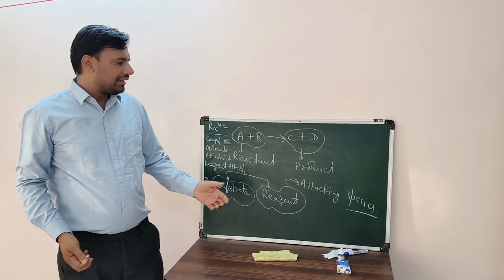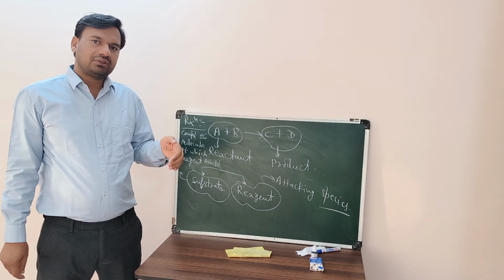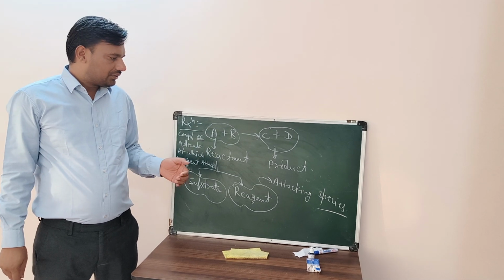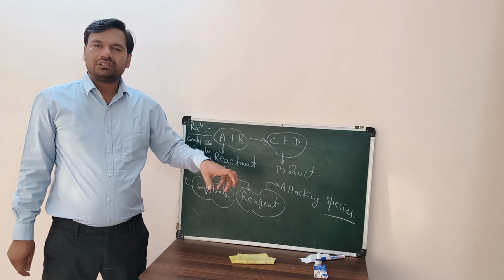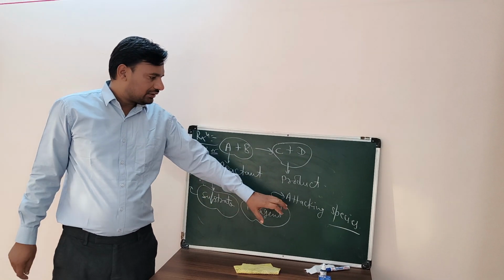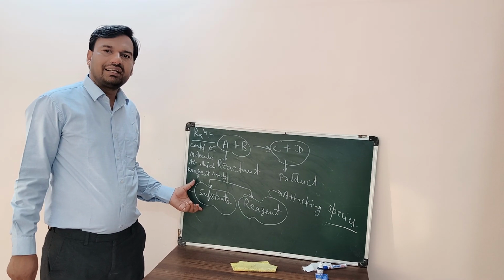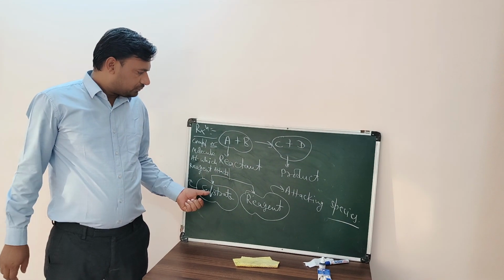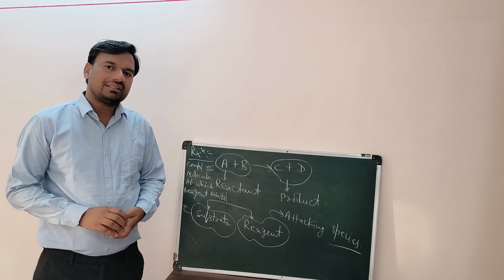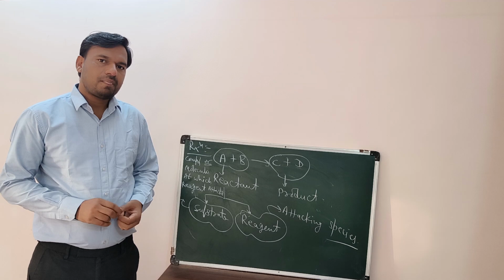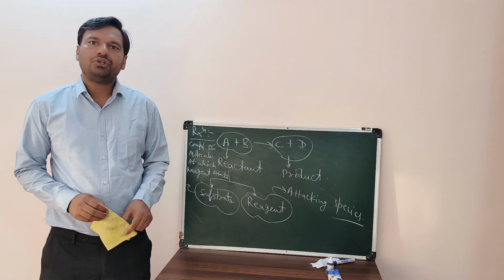What you will understand by attacking species: just as we study that a positive pole is always attracted to a negative pole, in the same way, if the attacking species is positively charged particles or positively charged ions, it will be attracted towards the substrate by showing that negative charge, right? So reagent is also of two types. One is electrophile and another is nucleophile.